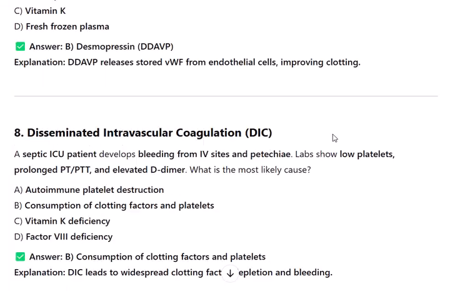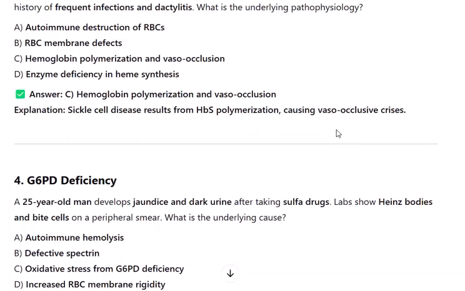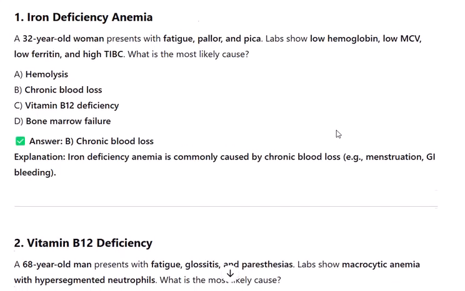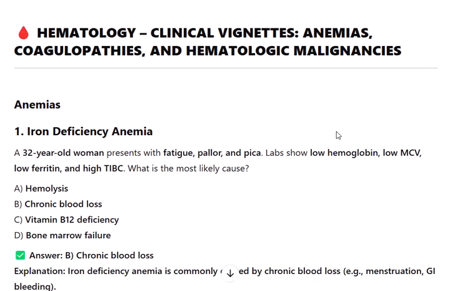Here are 15 Puerto Rico Medical Board-style clinical vignettes focused on hematologic disorders, anemias, coagulopathies, and hematologic malignancies, each with 4 answer choices and explanations. Hematology clinical vignettes, anemias, coagulopathies, and hematologic malignancies. Anemias. 1. Iron deficiency anemia.